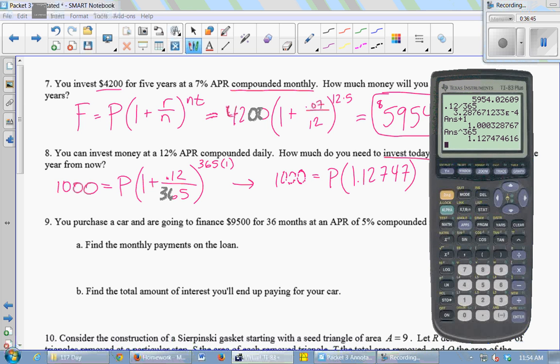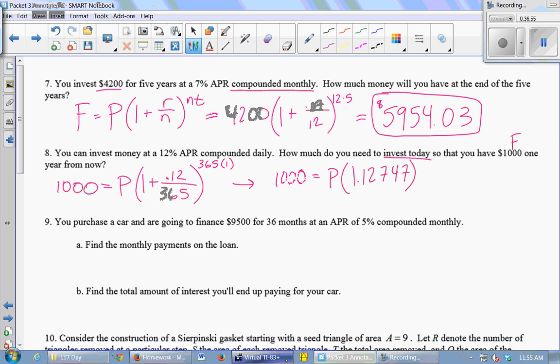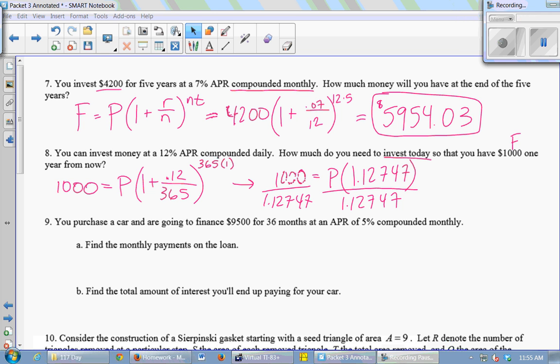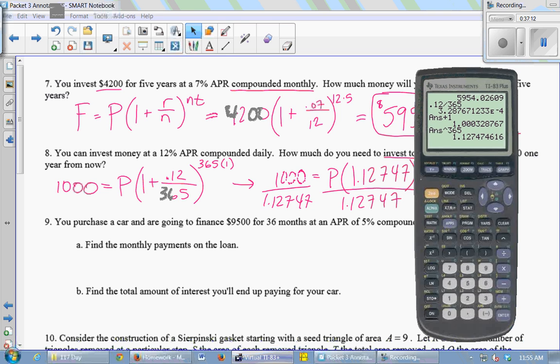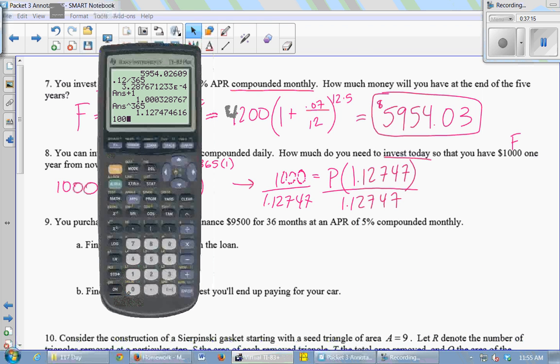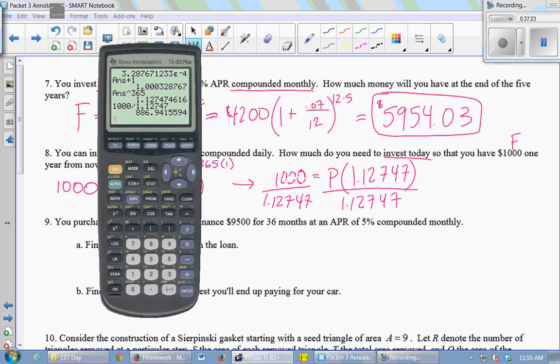Say that again? Oh, yes, because 365 times 1 is 365. So then to find out what P is, what the present value is, what do I do? Just divide both sides by this 1.12747. All right, so now to do the division, 1,000 divided by 1.12747, 886.94.